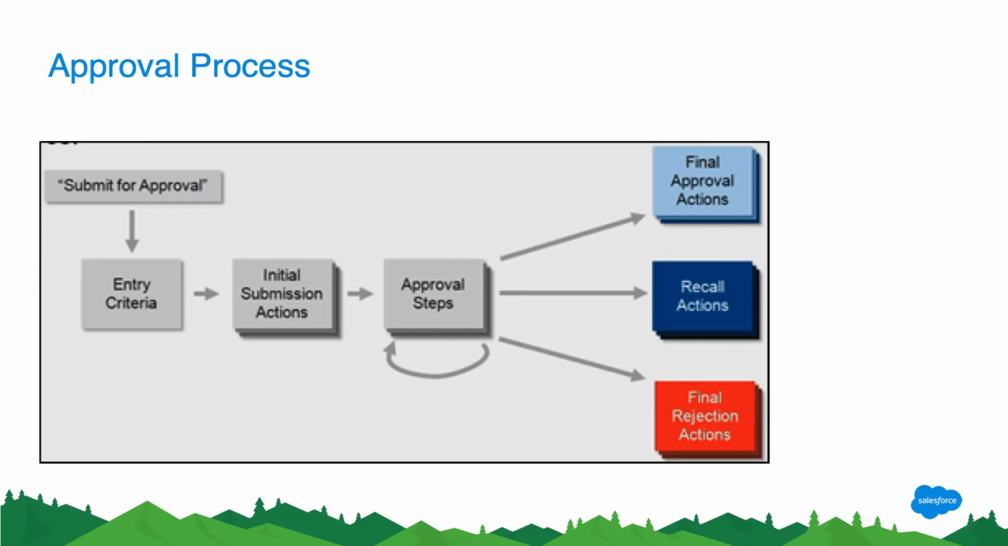If you have a multi-step approval, upon successful approval of the first step, it will go to the second step. So only after all the approvals are approved, it will go to the final approval stage. If it is rejected at any stage, it will go to the rejection. And you also have a facility to recall your approval if you feel you want to edit it, right?